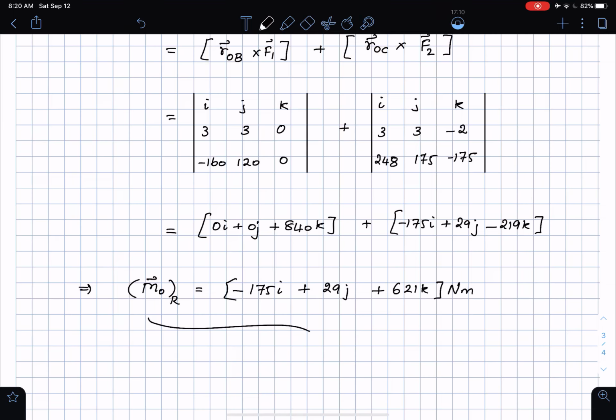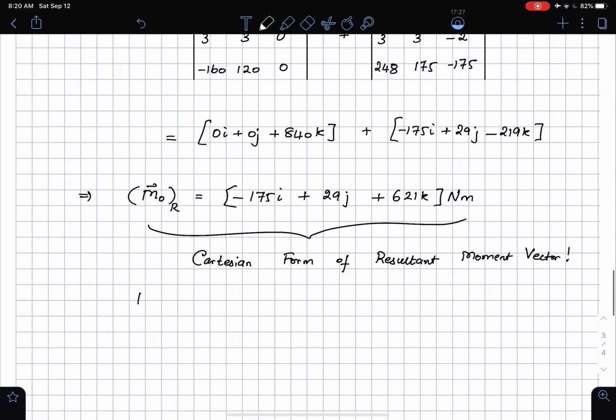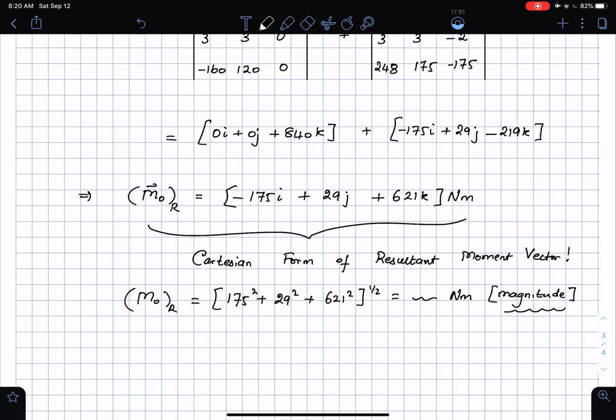So this is the Cartesian form of the resultant moment vector. And of course you can calculate its magnitude as the square root of the sum of the squares: 175 squared, 29 squared, 624 squared, to the power 1/2, which is going to give you the magnitude. Okay, so many Newton meters is the magnitude. I don't have the number in front of me, but you can fill up the details.